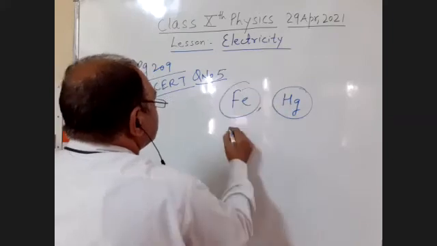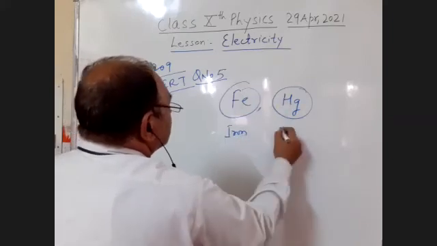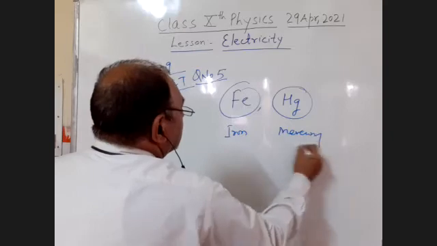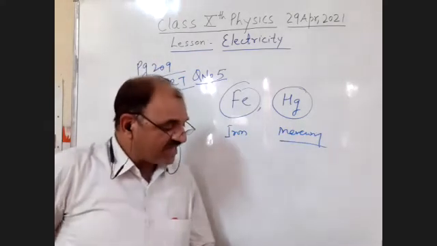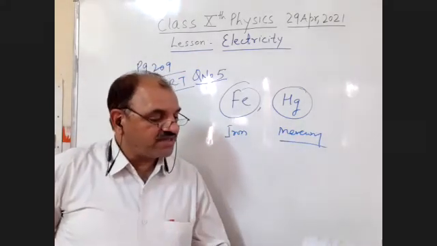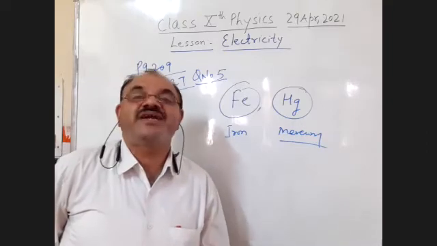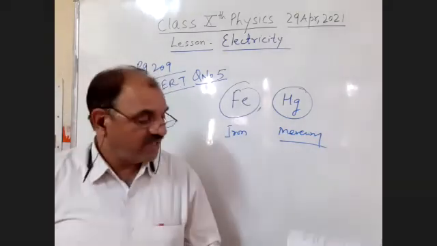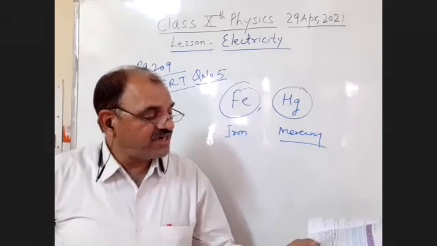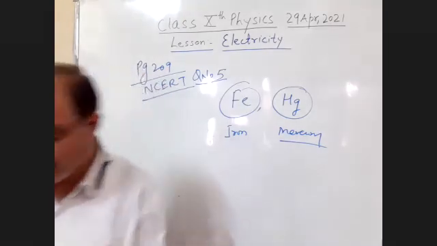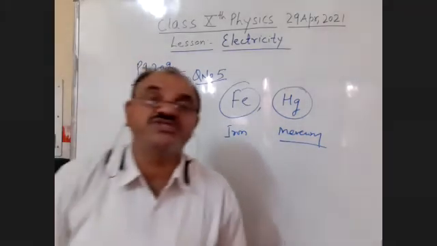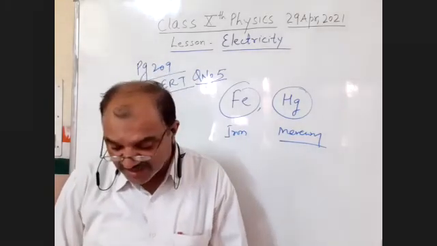This is iron and it is mercury. Now, students, they are asking which among the iron and the mercury is the better conductor and why. Number 2, which material is the best conductor? Both of these questions are very, very important.